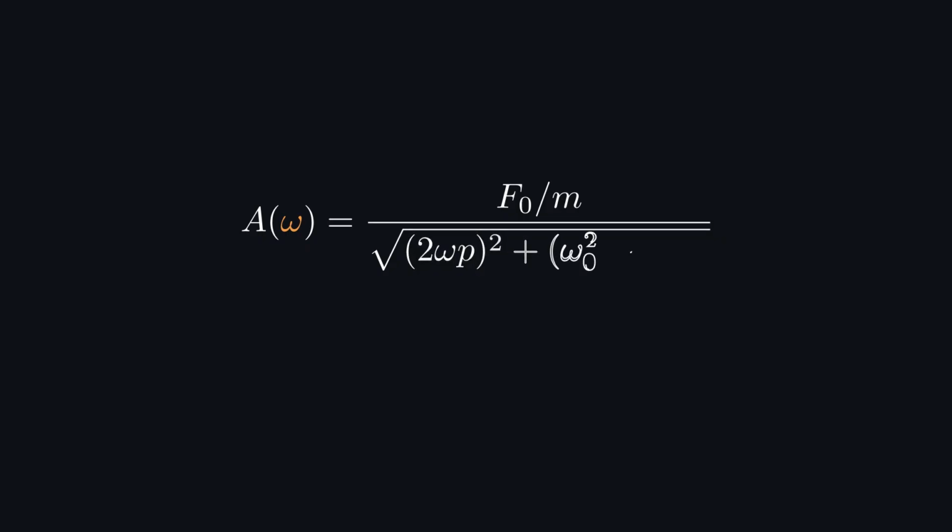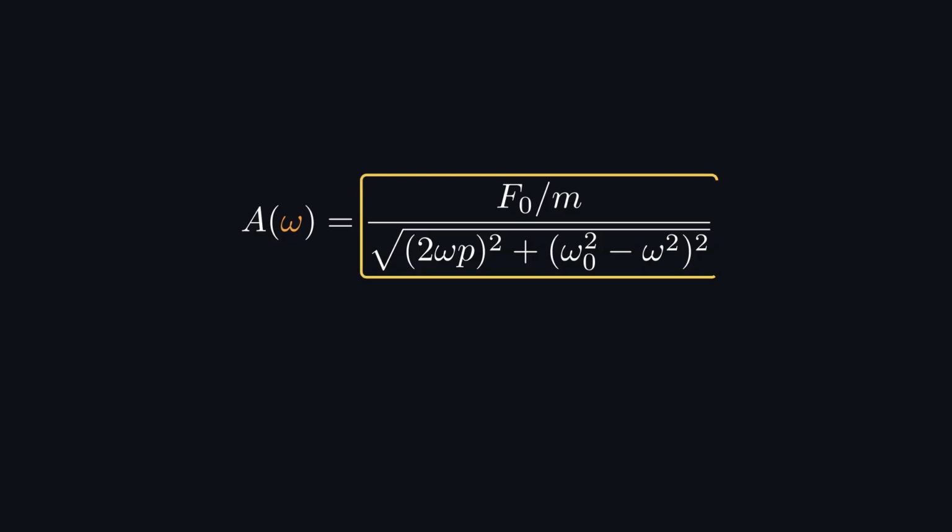The steady vibration has an amplitude, and it's a fraction. Constant force on top, and on the bottom, this square root. The amplitude is biggest exactly when that bottom is smallest. So the whole game is find where the denominator bottoms out.